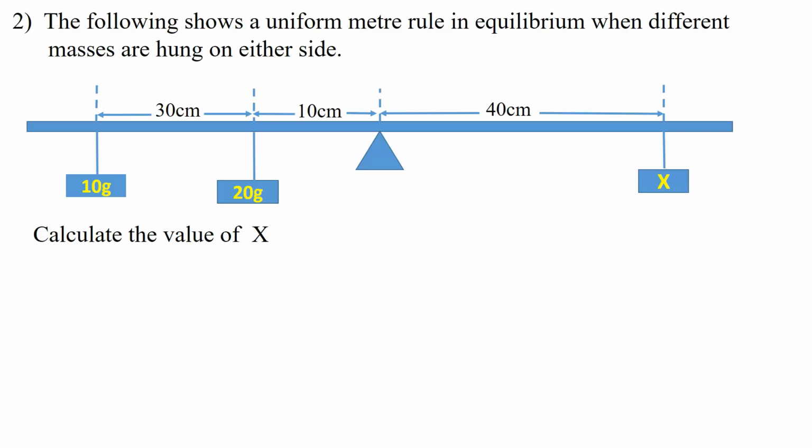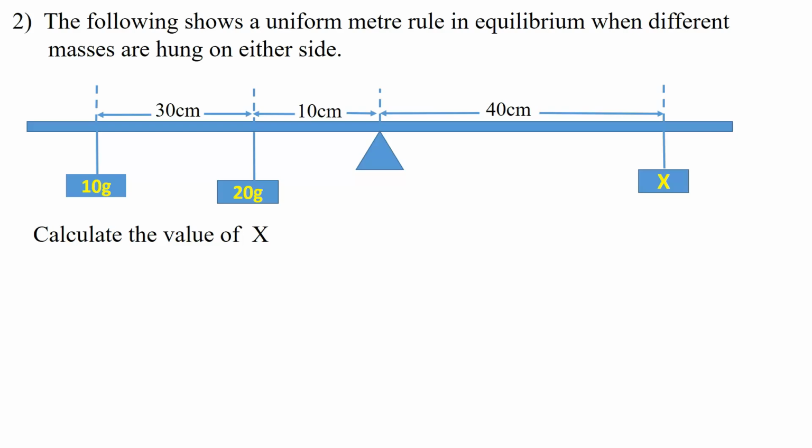So for this value of x, they're asking us just to find the other mass which is on the other side here. In order to find the value of x, which is the mass, we need the distance from the pivot to where we have the mass, as well as from the pivot to where we have the other mass, which is 20 grams, and from the pivot to where we have the other mass, which is 10 grams. So now let's label these.